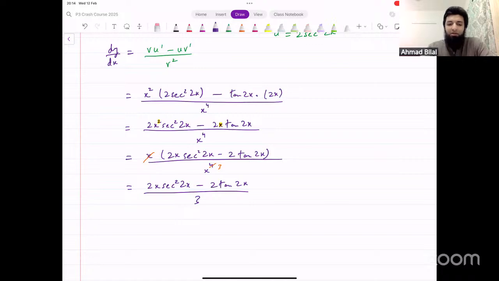Okay, so this is how this differentiation process works. Any questions on this, anyone? Any questions on this?